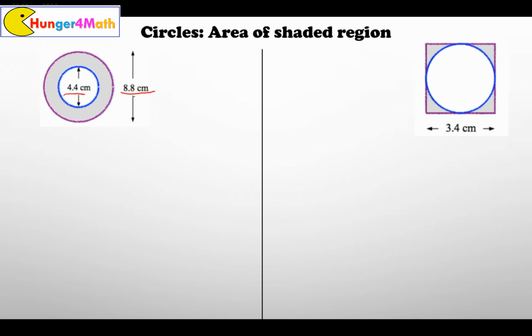Let's solve first the purple circle. Since it's a diameter, which means we need to convert it into radius. So that will be 8.8 divided by 2, and that's equivalent to 4.4 centimeter. Now, the formula of the area of a circle is equal to pi r square.